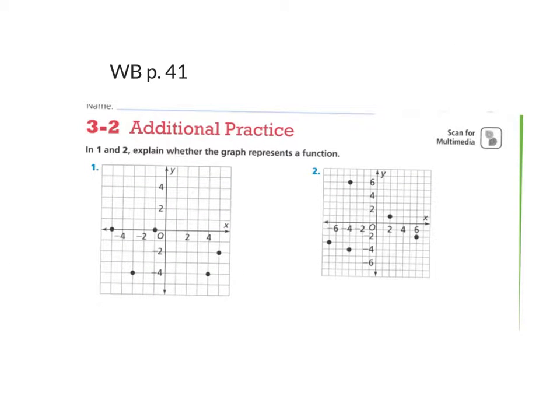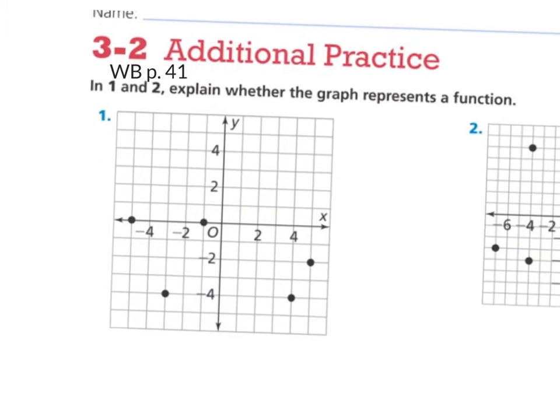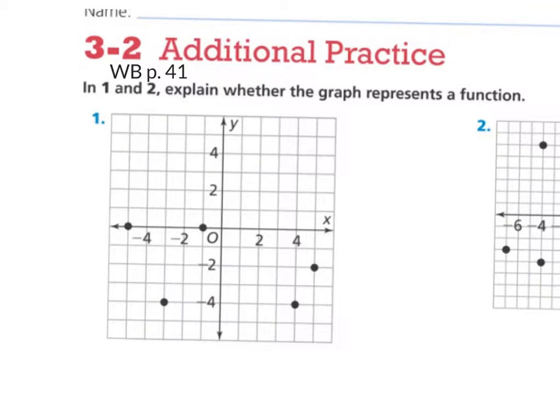Workbook page 41 to look at a few more problems here. The first part is asking us to explain whether the graph represents a function. So like we talked about yesterday, what we're going to be doing here is we can draw some vertical lines. When we draw vertical lines, if we're hitting either nothing or just 1 point, we're okay, we have a function. If we're hitting more than 1 point with our vertical lines, we do not have a function. So if you look at this one, would this be a function or not?